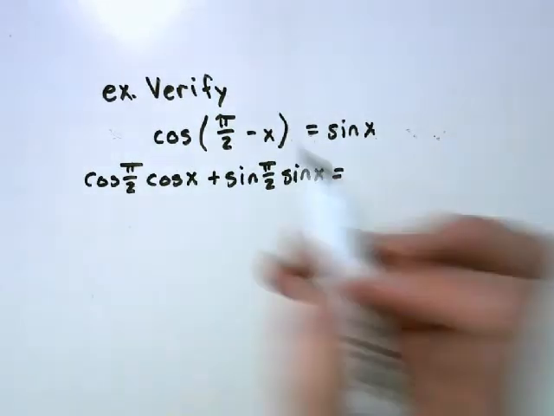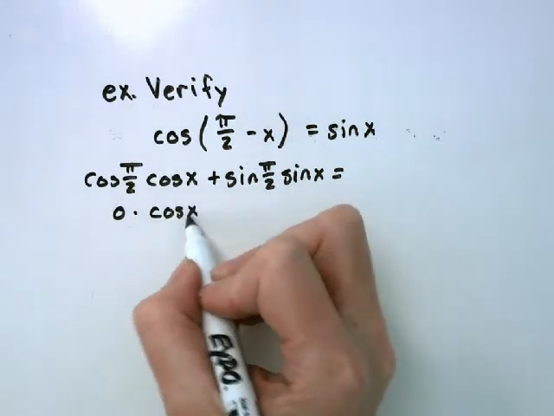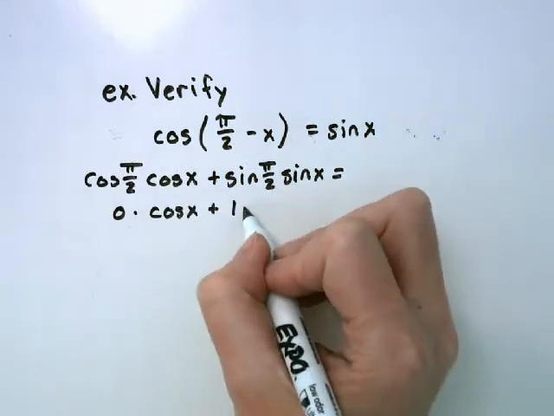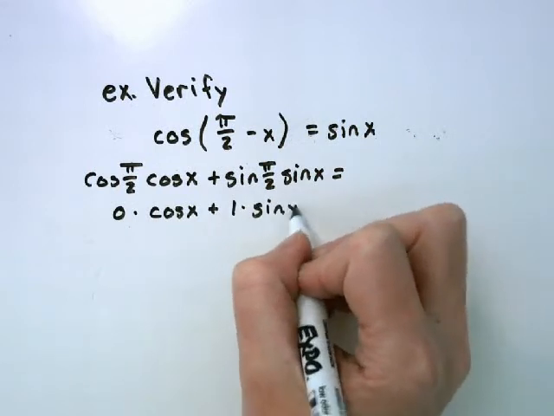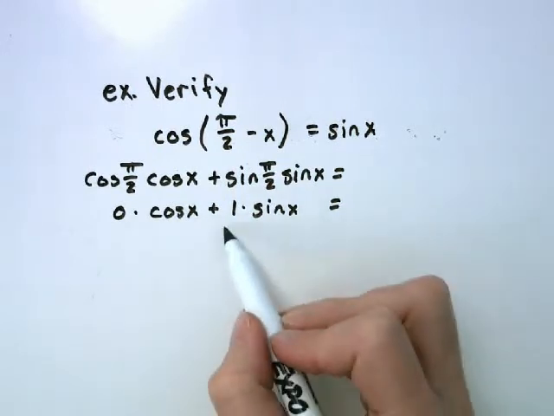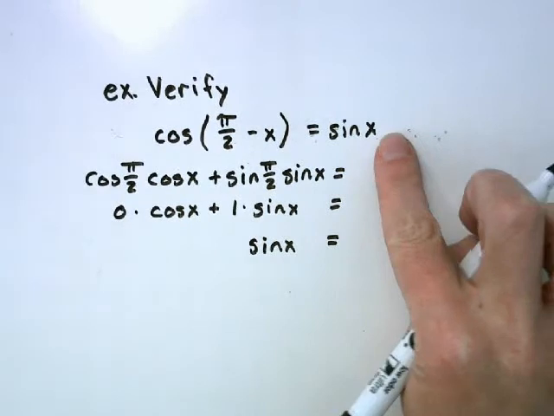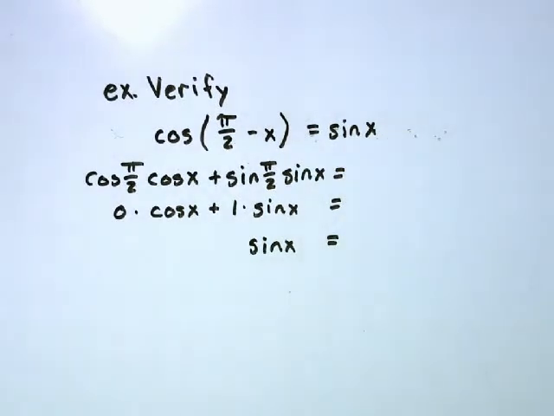Using our unit circle, cosine of pi over 2 is 0. Sine of pi over 2 is 1. So 0 times cosine makes that go away. So we're left with 1 times sine, which is just sine of x, which is what we were trying to verify.